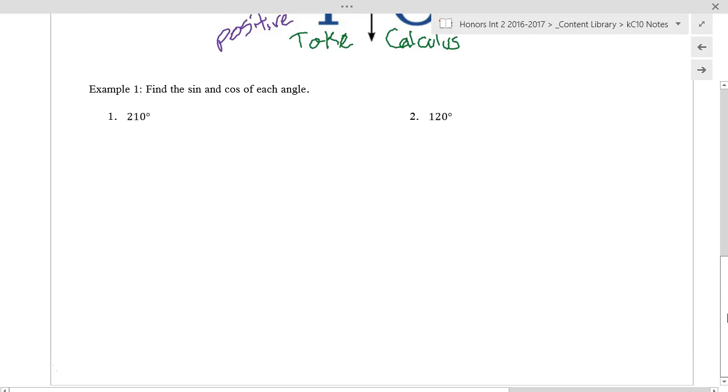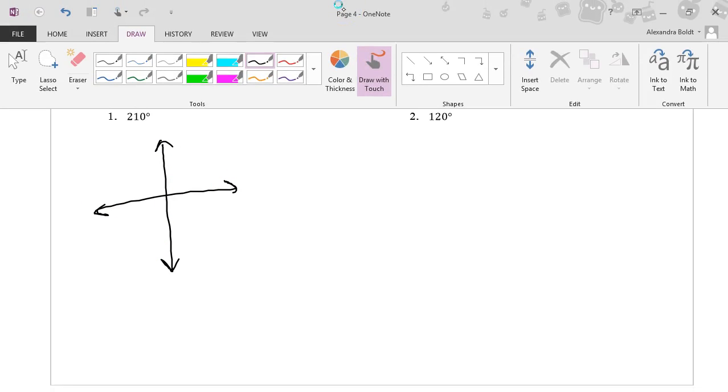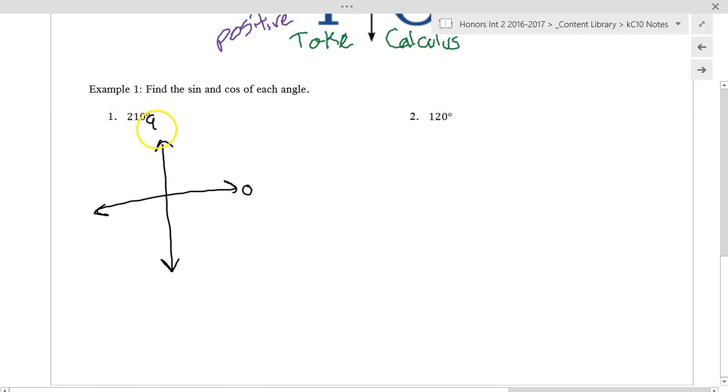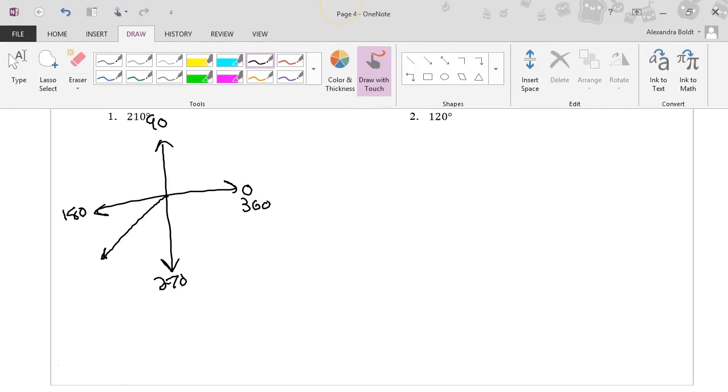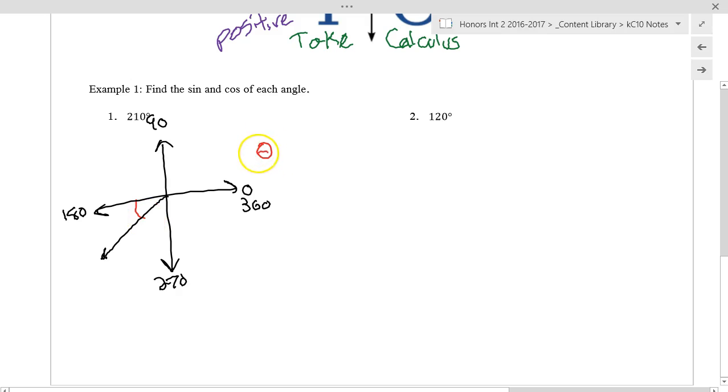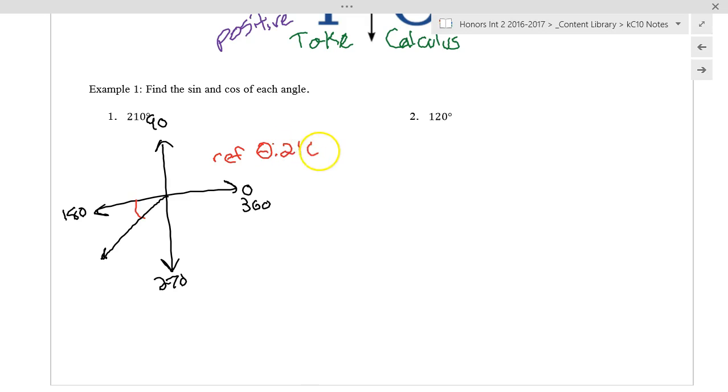Let's start with 210 degrees. I'm going to start by drawing my angle. Again, we have 0, 90, 270, and this goes back to 360. All right, so 210 is going to be right about here. So I want to find my reference angle. Your reference angle is 210 minus 180, which is 30 degrees.